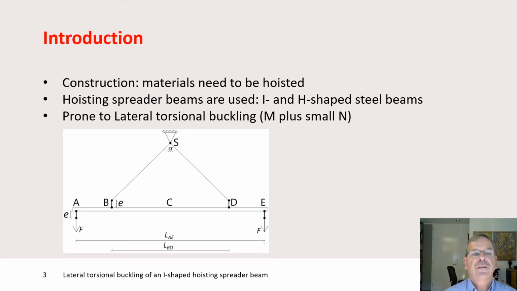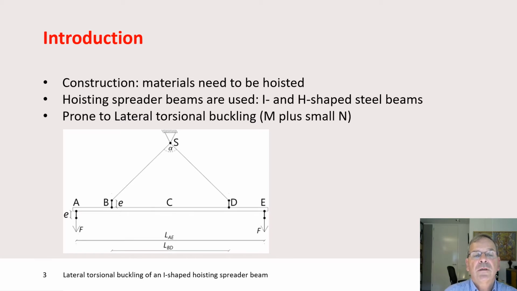First, the introduction. In construction, materials need to be hoisted in place, and hoisting spreader beams are used for that. And these hoisting spreader beams can be I or H-shaped steel beams. These are then prone to lateral torsional buckling. They will have a substantial bending moment plus a small normal force.